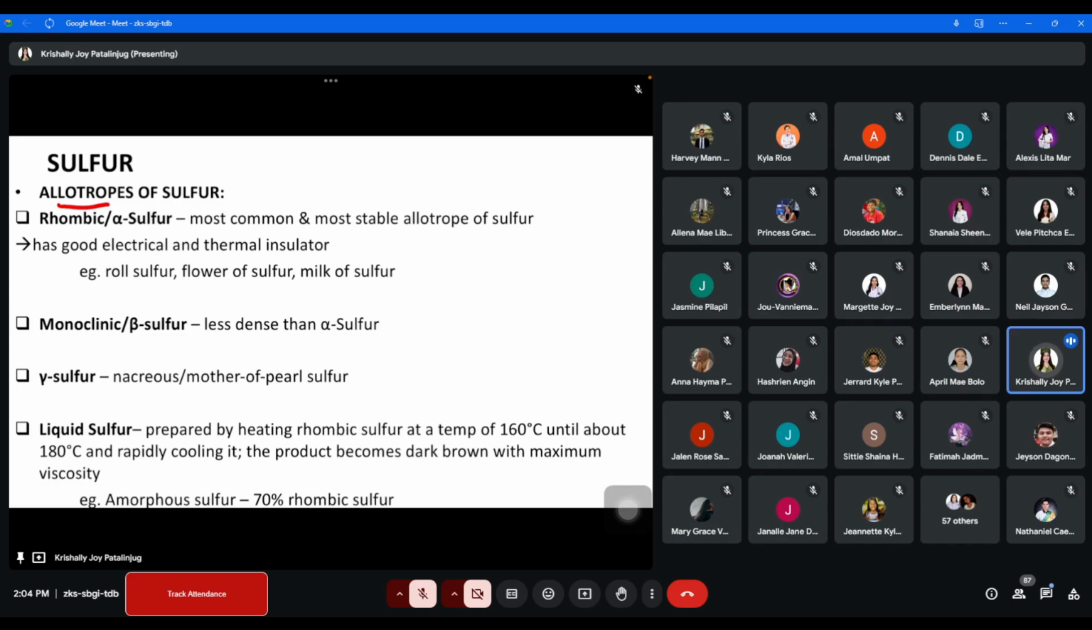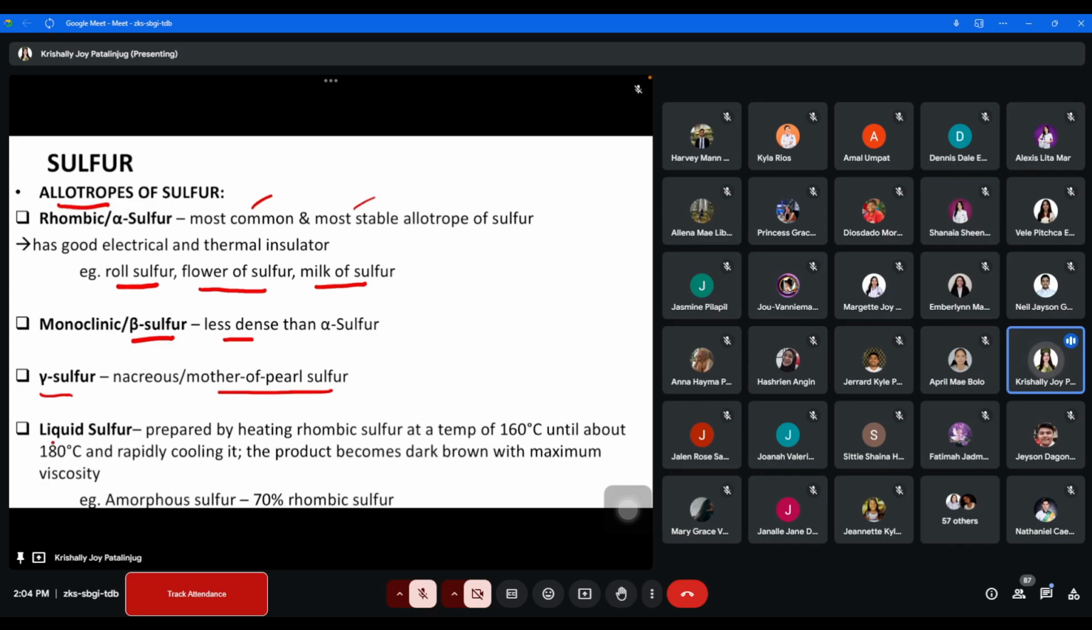Marami, no? Marami siyang forms. We have the alpha sulfur or rhombic sulfur. That's the most stable, the most common. Example na merong ganitong form ng sulfur are the following. Milk of sulfur, flour of sulfur, roll sulfur. Yung beta sulfur is less dense than alpha sulfur. Yung gamma sulfur naman, it's also known as the mother of pearl sulfur.